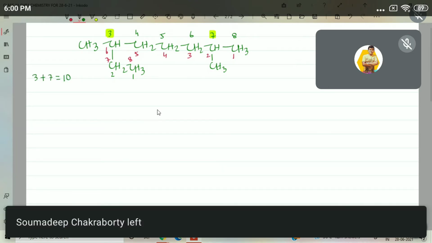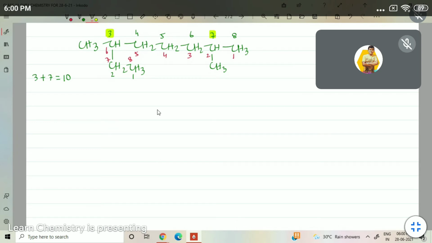10. Right. Okay. Now if you start the numbering from the right hand side, so in the second carbon you have got a CH3, and on the sixth carbon you have got a CH3. So what is the total of 2 plus 6? 8. So according to IUPAC, the least number is favored.